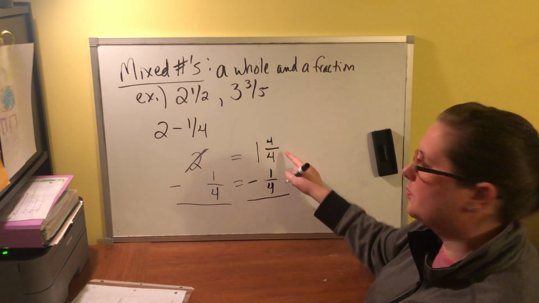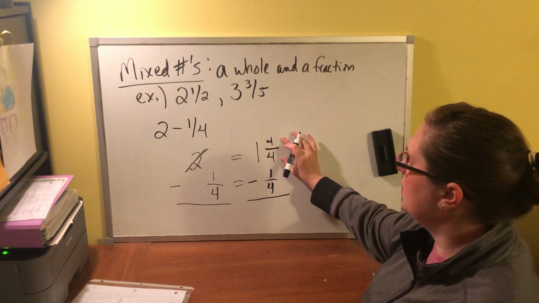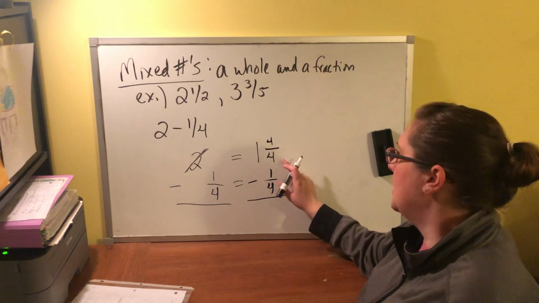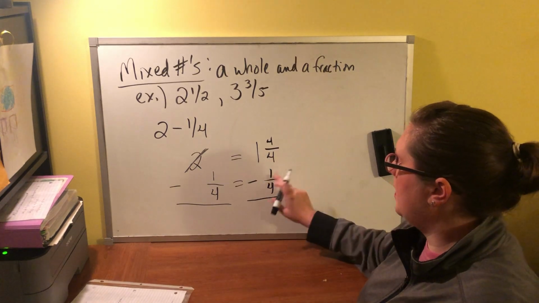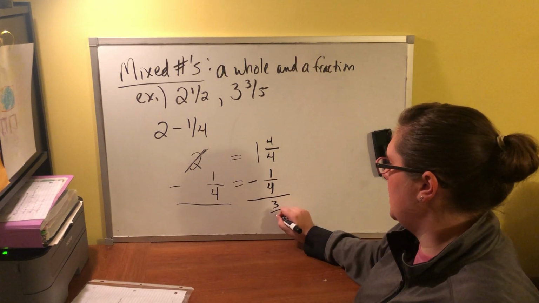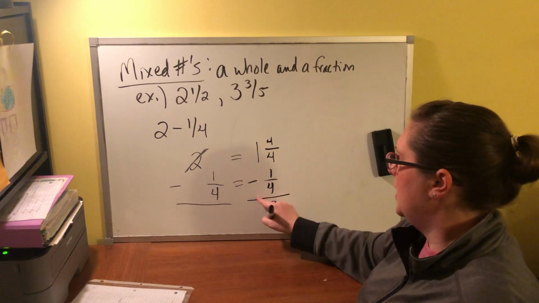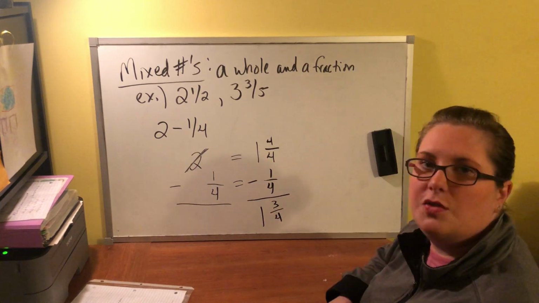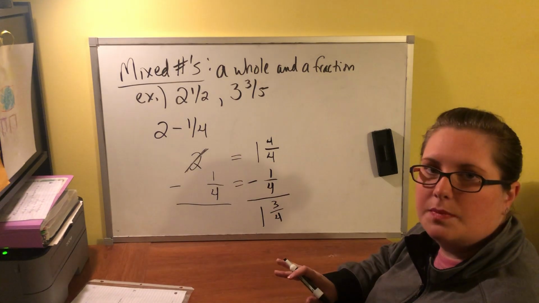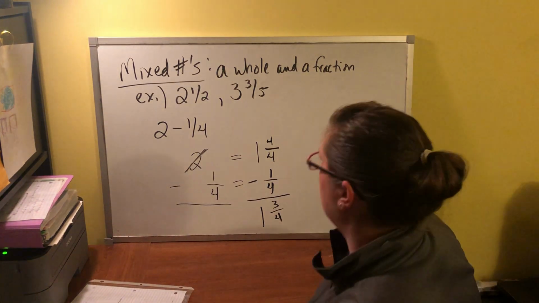Now we can subtract, because I have 4/4 minus 1/4. The denominators are the same. They're both 4, so we can subtract. 4 minus 1 is 3. It stays over the 4, and I can bring my 1 down. 1 3/4 is our answer. Double check, see if you can reduce. We can't. We're done on this one, okay? Let's do another.